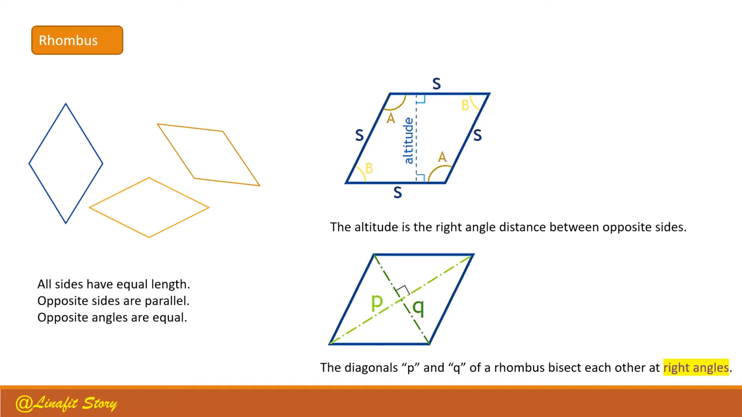A rhombus is a flat shape with 4 equal straight sides. A rhombus looks like a diamond. In a rhombus, all sides have equal length, opposite sides are parallel, and opposite angles are equal. The altitude is the right angle distance between opposite sides.